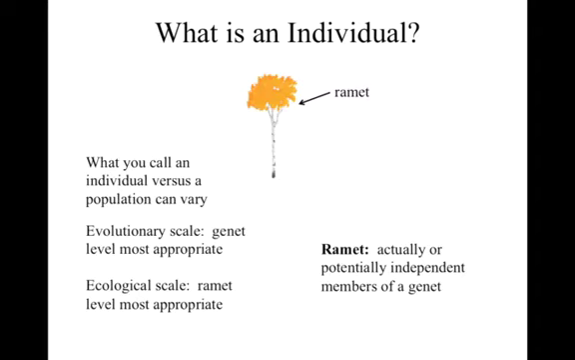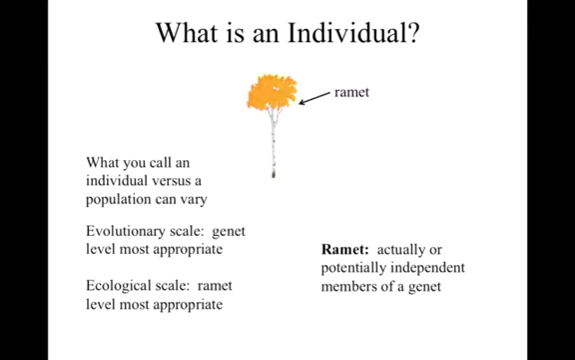So if you're thinking about evolutionary time scales, very long time scales, the genet might be the most appropriate level to focus on because you're interested in changes in the frequency of different genes or changes in genotypes within a population. And so it doesn't make sense to look at all the different ramets because they're identical. There is no difference in the genes. There is no difference in genetic makeup. So it's hard to ask evolutionary questions if you call all the different members of a ramet a population.